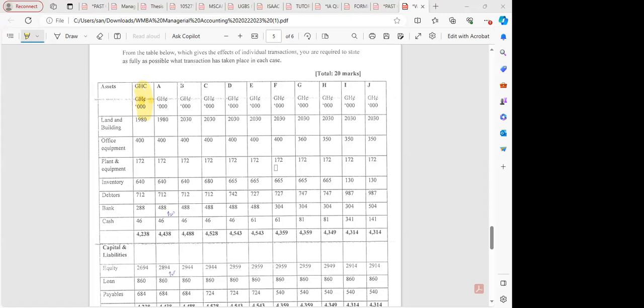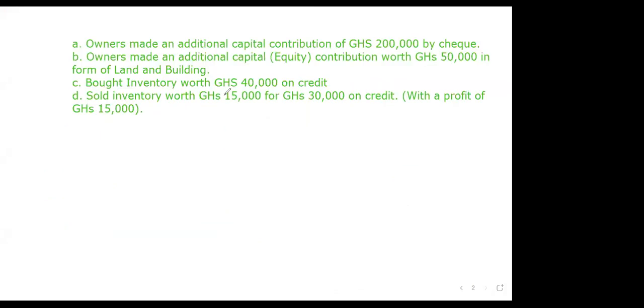No. So where would that one come in? Let's go back to the answer area. This is where we have the answer. We're saying that sold inventory. The inventory was worth 15,000, and then you sold it for 30,000, right? So if you take away the cost of the inventory from the 30,000, the 15,000 left is profit, right?